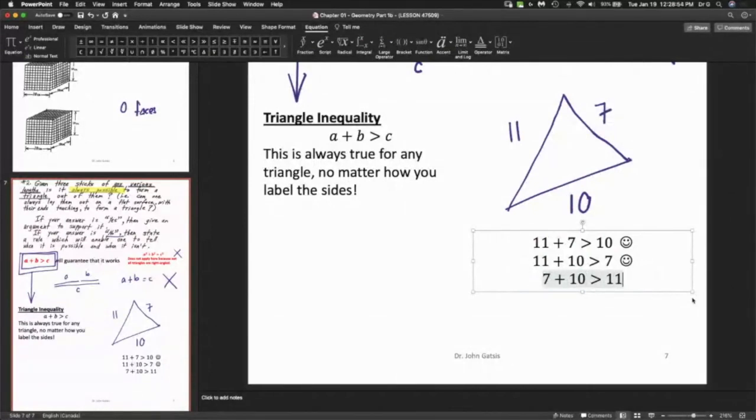Someone's car alarm is going off out there. Is that true? Oh my God, facts. Look at that. So there you go. It works for any possibility.